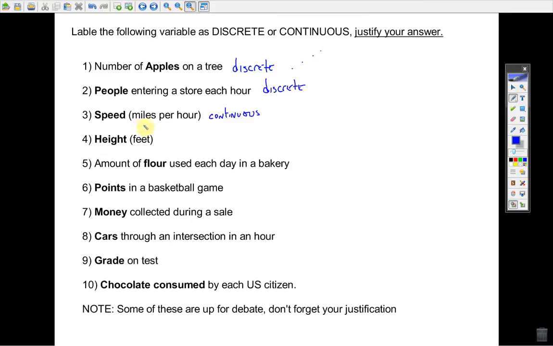All right, I'm going to let you guys fill out the rest of these, have them ready for class, and we'll talk about them then. Some of them are up for debate, so don't forget to justify why you chose discrete or continuous.